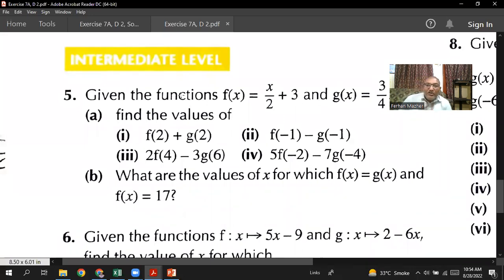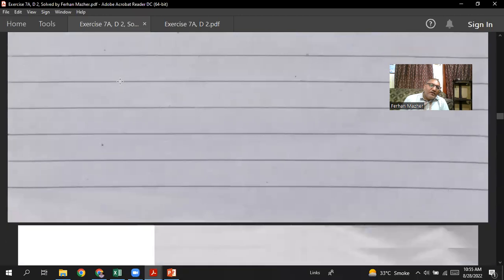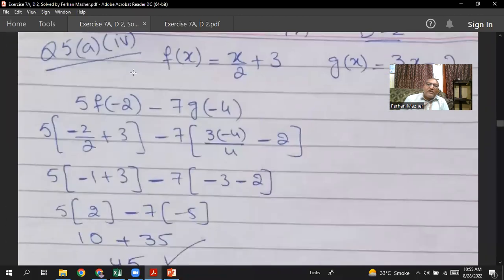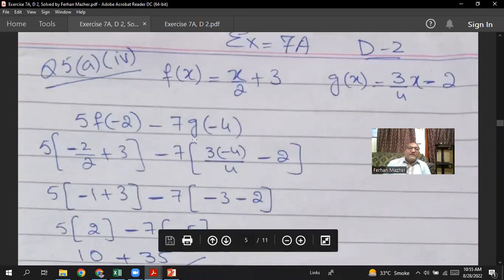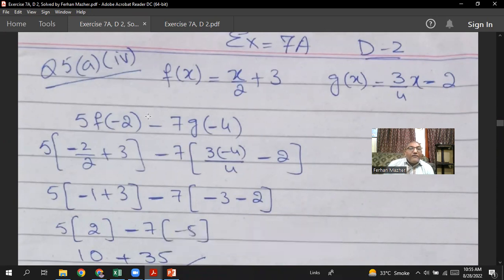Question number 5, fourth part. He says 5 into f of minus 2 minus 7 into g of minus 4. Let me show you the fourth part. So the fourth part is coming up on your screen. So these are the functions f of x and g of x. 5 times f of minus 2. So 5 times, and then I will put a square bracket here. In the function f, I will substitute x with minus 2. So minus 2 by 2 plus 3, bracket close, minus 7, bracket.